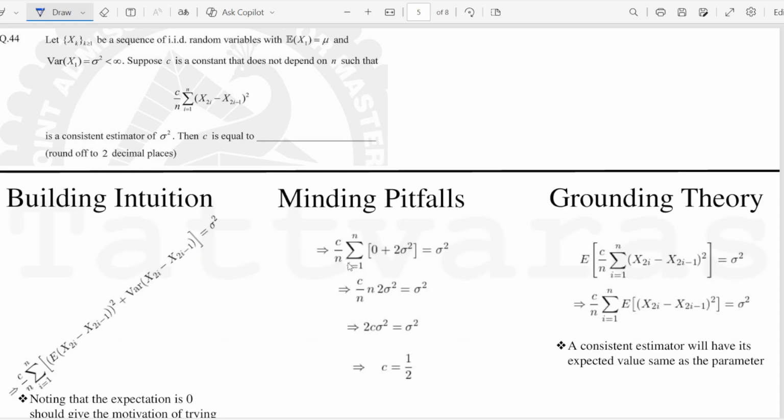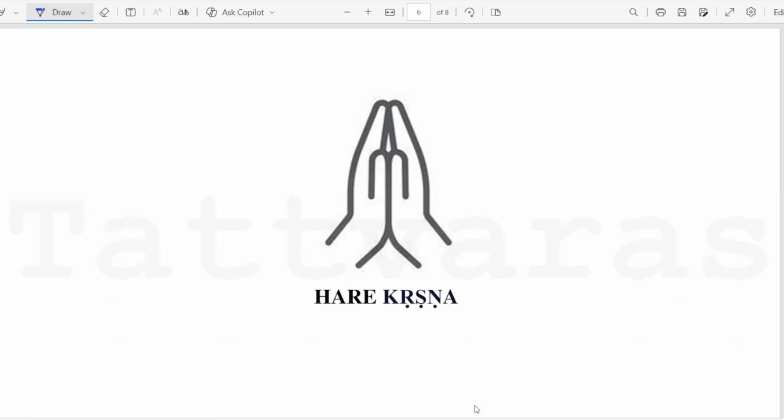And while we plug in the values, we must be careful that at the end we get the value for C, as we go down these steps, cancel out sigma square and get to C in a correct manner. Simple, it's half. That's it.